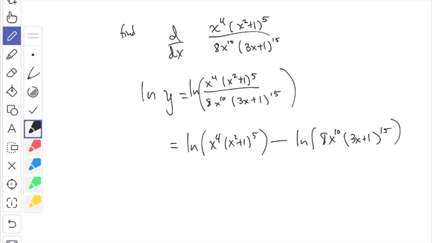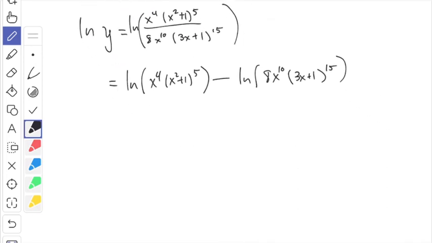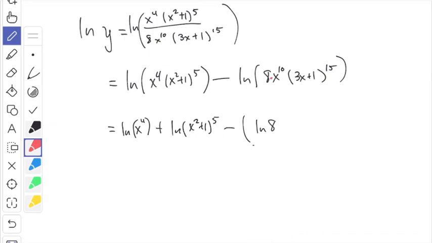Can we break this up anymore? I think we can. These are now products inside of the log, so you can break those up as pluses. So this is going to be log x to the 4 plus log of x squared plus 1 to the 5. And then I have minus, and this one also can break up, log 8. In fact, here I have a product of 3 things, don't we? 8 is the first thing, and then x to the 10, and then that other thing. So I can split it as log 8 plus log x to the 10 plus log of 3x plus 1 to the 15.